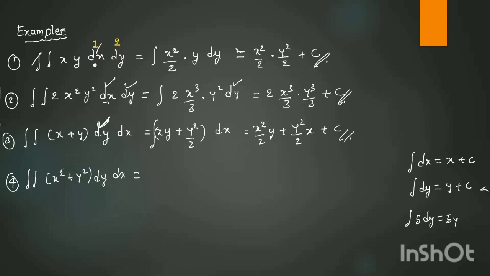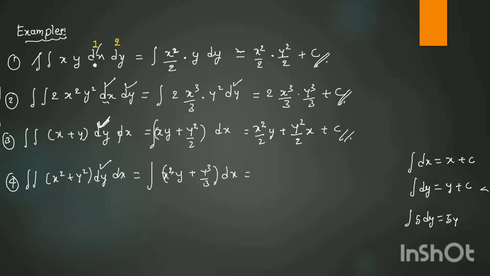So x square is a constant, right? If it is a constant, you have to multiply what? You have to multiply only y to this. So let me write. x square is a constant and you are doing with respect to y. So multiply y, plus y square is a variable, so it is y cube by 3 dx is equal to.